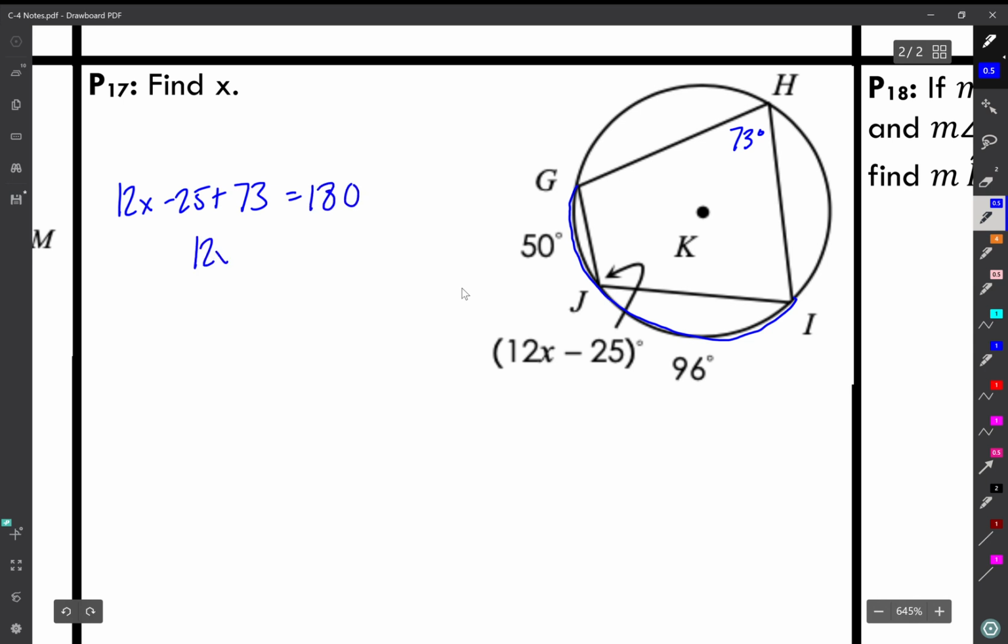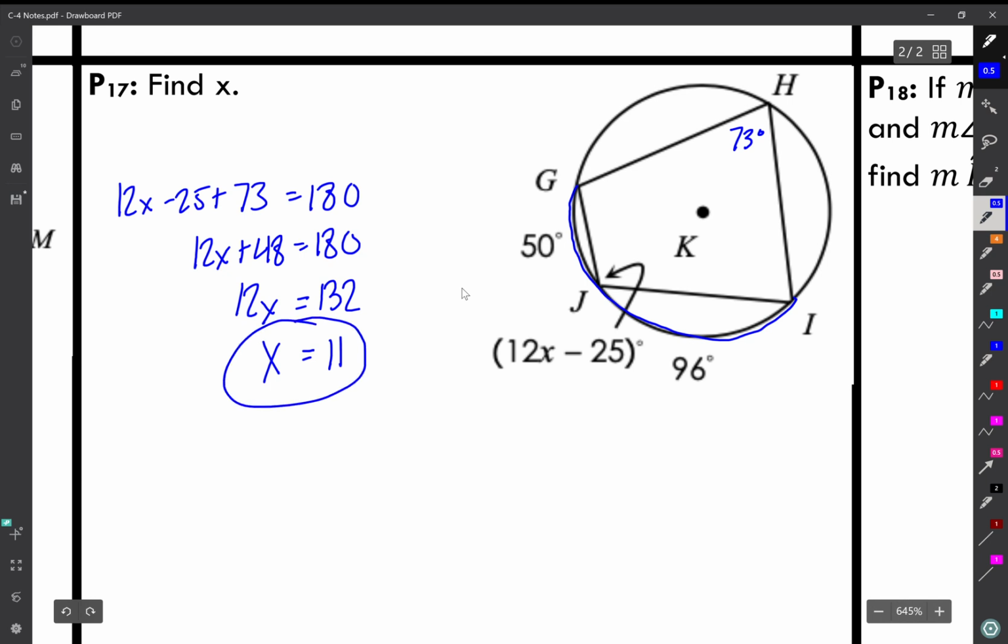So 12x, 73 minus 25 is 48. 12x is equal to 132. Divide both sides by 12. X is equal to 11. And voila.